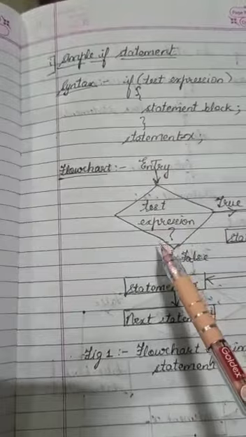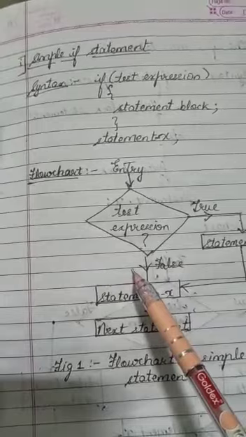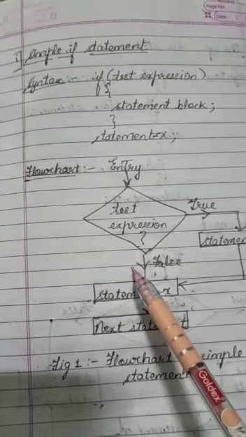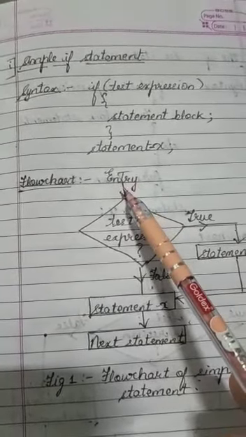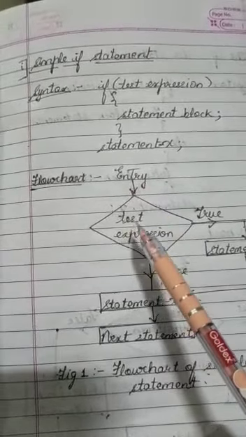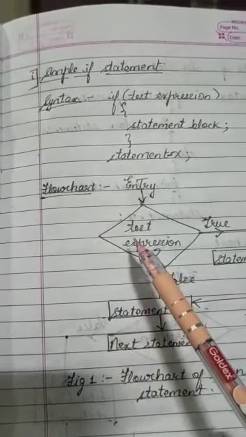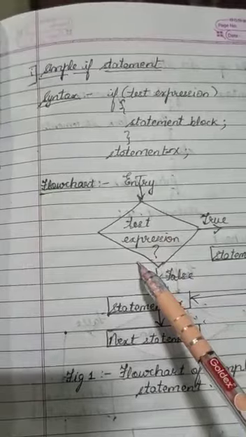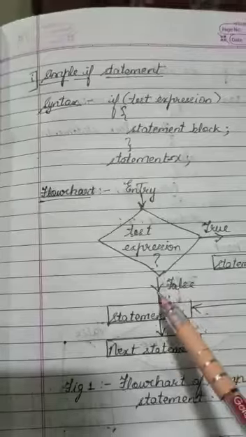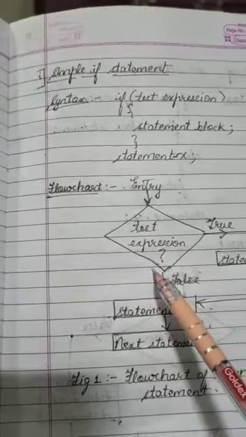This is as shown in the flowchart given below. A flowchart is the pictorial representation of any kind of data, or you can say an algorithm. This is the entry point in the flowchart, and then the condition is tested inside the test expression. The condition is represented as a diamond in the flowchart. This diamond will have one entry point and 2 exit points depending upon the outcome of this test expression.